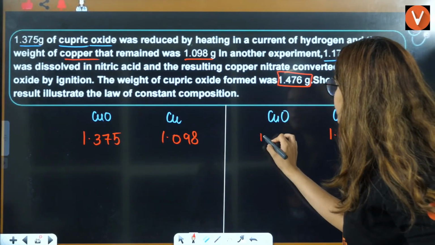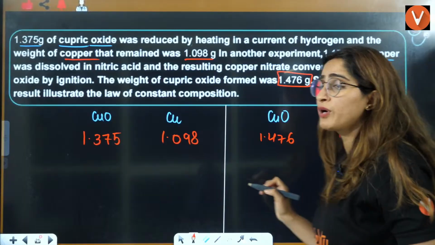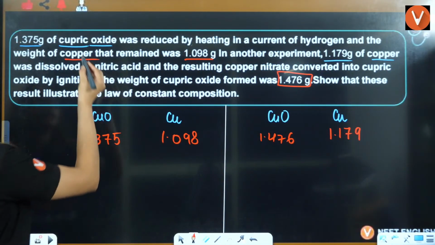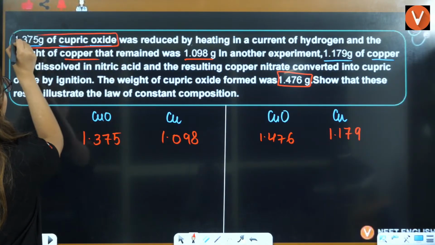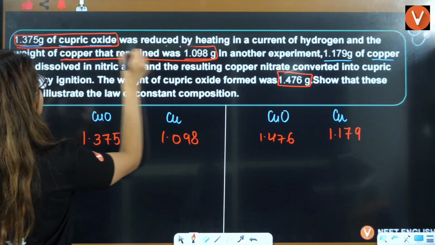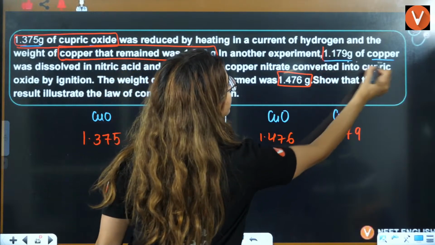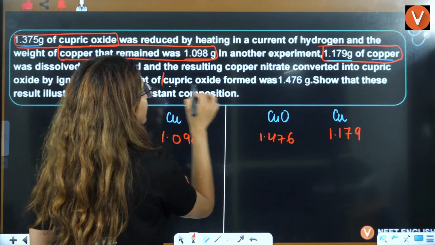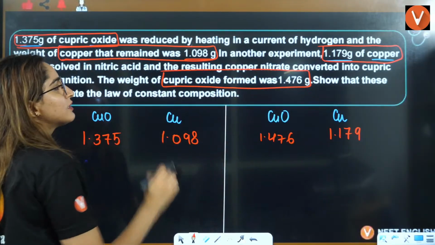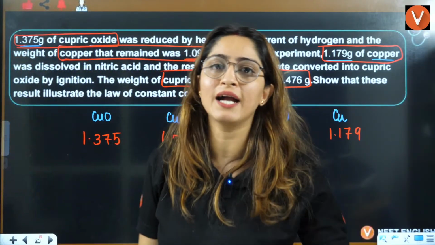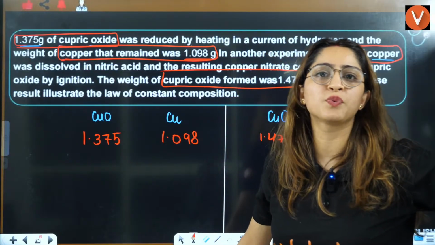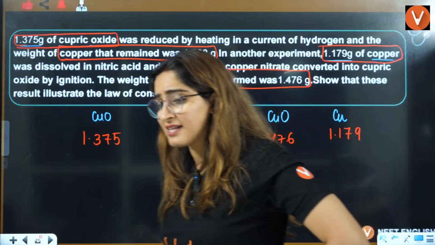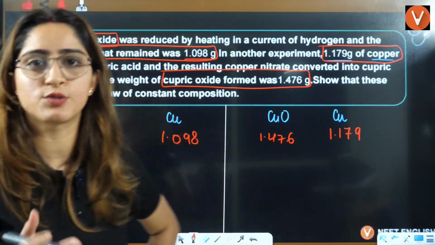Beta, just take out what is important for you. You don't have to write everything, right? See what is important. Here you had cupric oxide, you had copper. Similarly, here you had copper. This is your cupric oxide. Now, they are saying that you have to show that this is in accordance with the law of definite proportion. That's why I'm focusing less on definition and more on questions, okay?